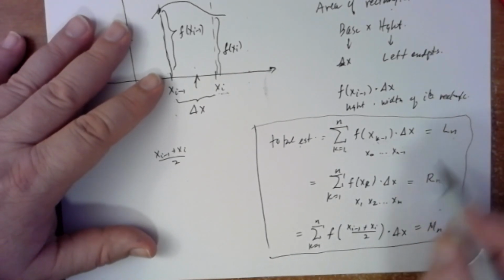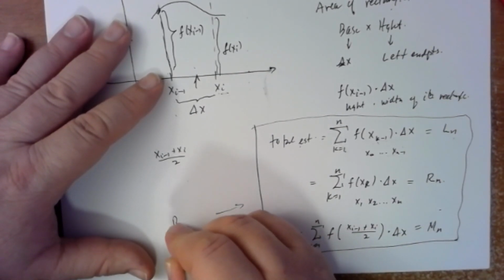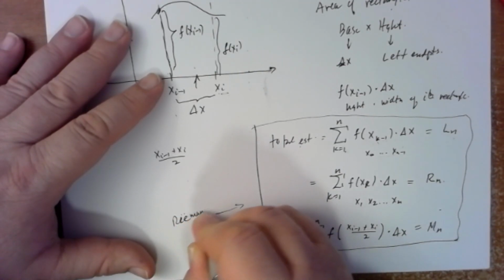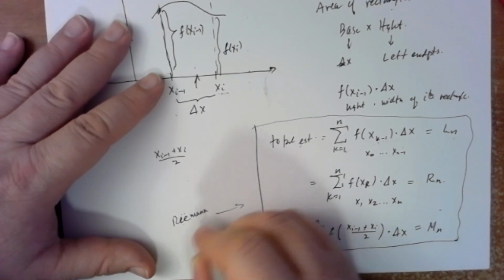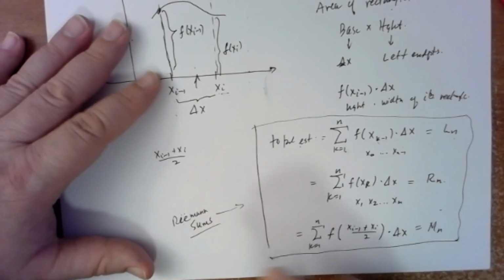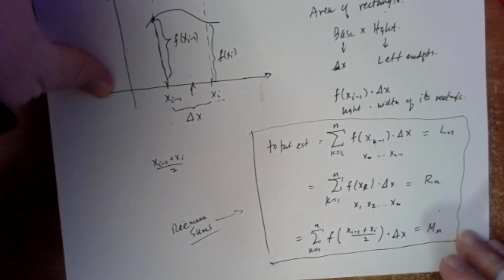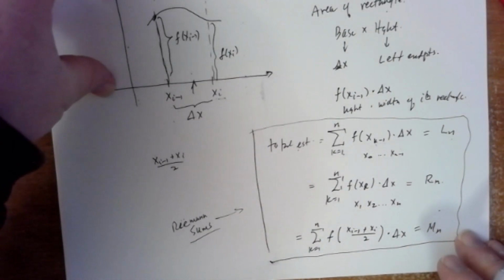Good. These are all called Riemann sums. Riemann is German, so we got the IE there. Riemann sums. All right. So in the next video, we'll try a couple of examples.